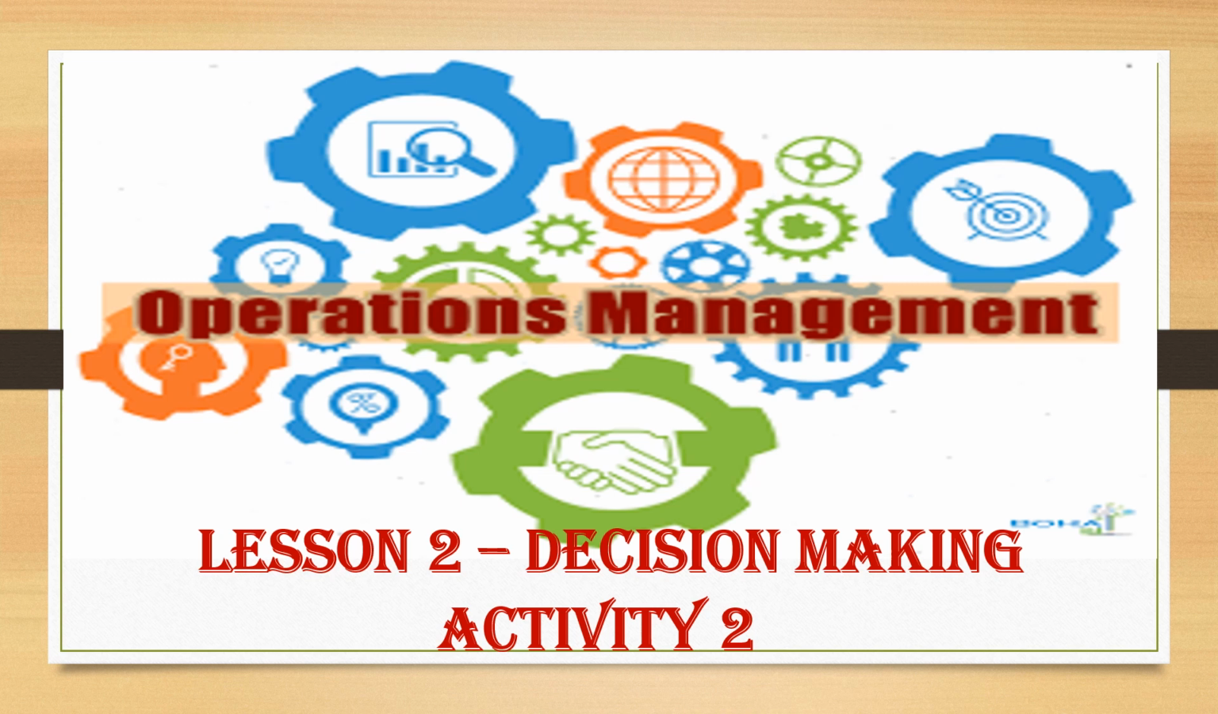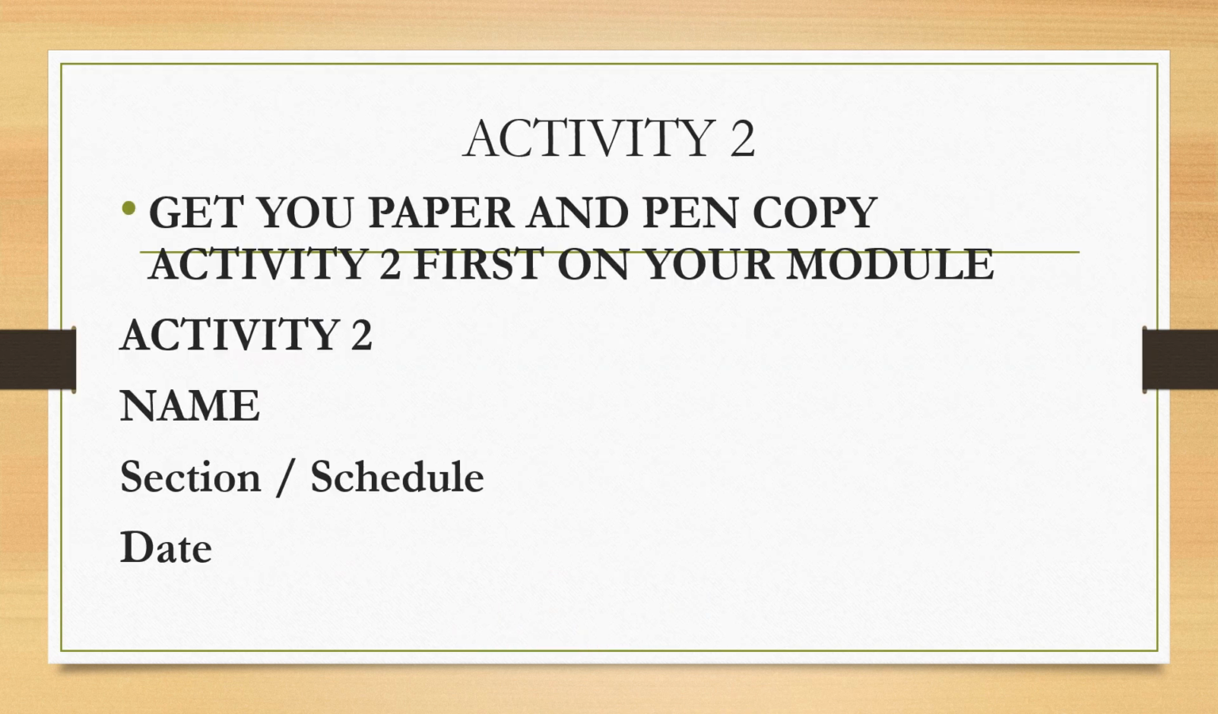So this activity can be found on your Learning Packet 1, but make sure that you had read the preliminary parts of our Lesson 2 Decision Making. Before we proceed, make sure that you copied Activity 2 on your Learning Packet 2. So after copying, don't forget to label it as Activity 2 with your name, section, schedule, and the date you're going to answer, but take note of our deadline of submission.